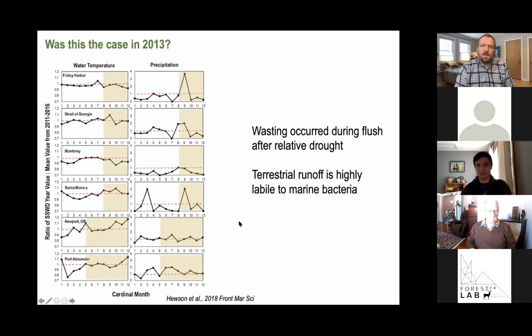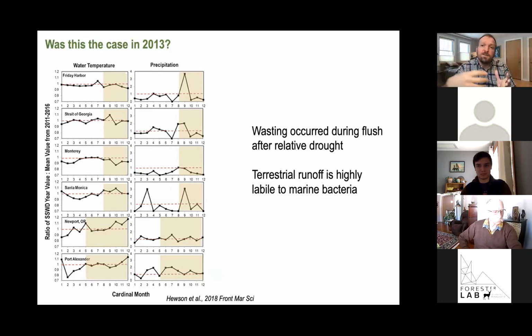Other things that might have happened in 2013. We looked at precipitation data in concert with the time of wasting onset, and what we found is that in several of the cases, we had a drought condition that was occurring on the West Coast. There was very little precipitation. And then when wasting actually occurred, that precipitation kicked off, all right?